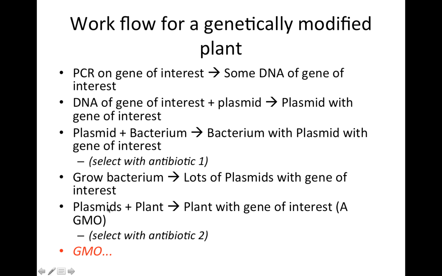Now we add those plasmids to the plant. We incubate embryos or seeds of the plant, and then we end up with a plant with our gene of interest. But of course, this doesn't happen to all plants in our treatment. So we can select the plants that have our gene of interest with antibiotic 2. And lo and behold, we have a genetically modified eukaryote, a genetically modified plant.